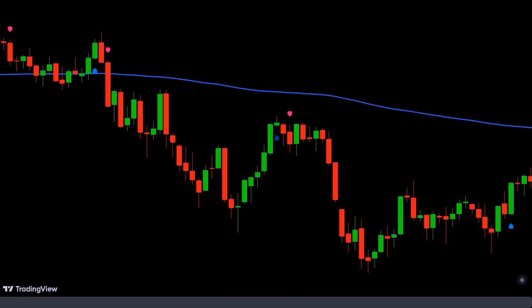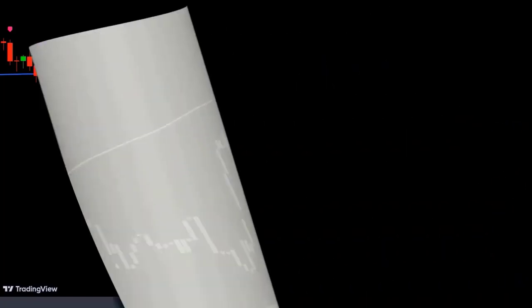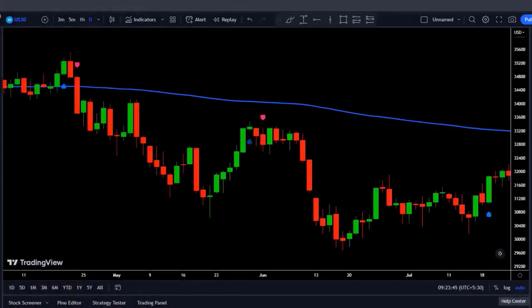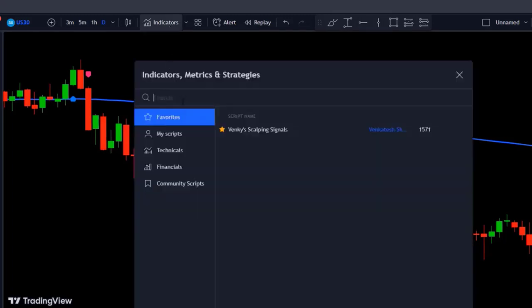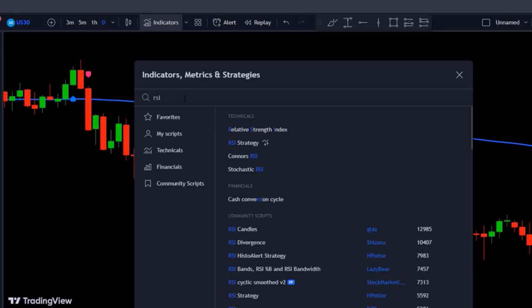If we take a look at the chart, we can see that this indicator does filter out a lot of fake signals, but there are still some left. That's why ChatGPT suggested using the relative strength index as secondary confirmation.